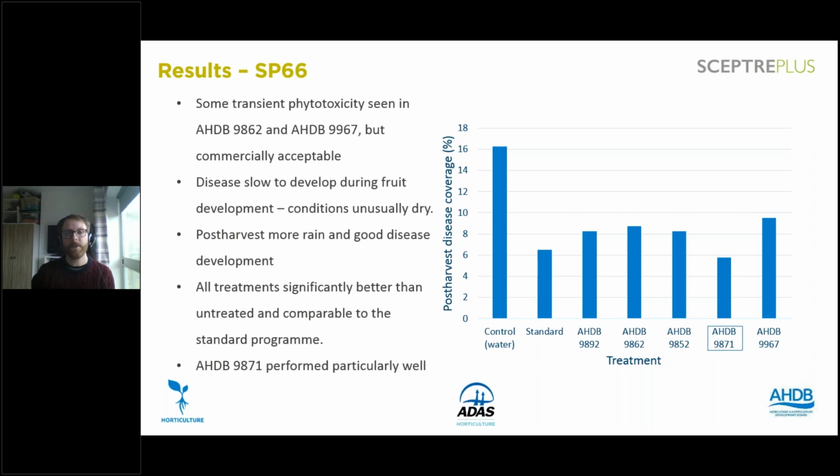And as you can see on the graph on the right, this is a graph of the disease severity at the final post-harvest assessment 2 weeks after. And you can see that all products outperformed the water control, which had about 16% coverage with leaf spot symptoms. And all products actually gave significant reductions. So they all worked, which is really positive for a trial using biological and conventional chemistry-based products.